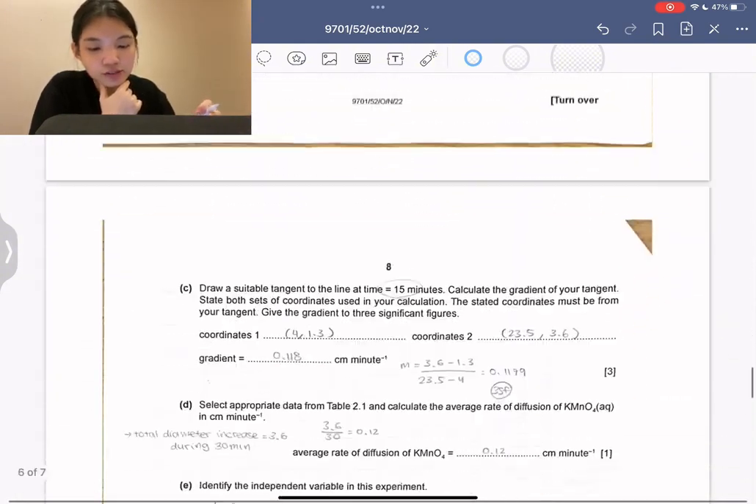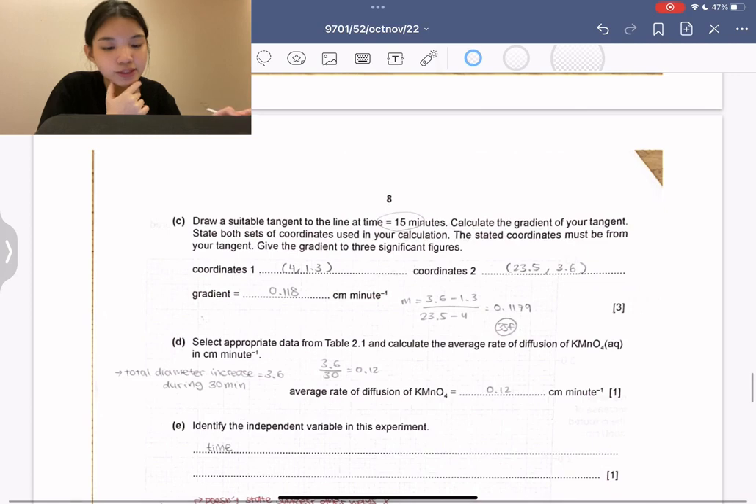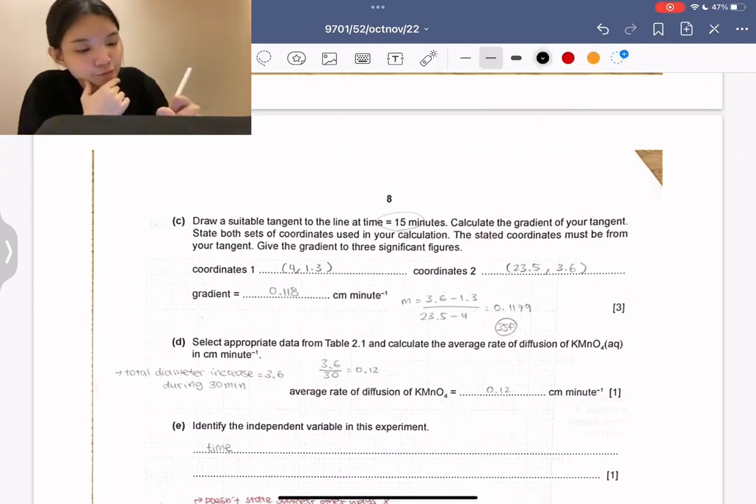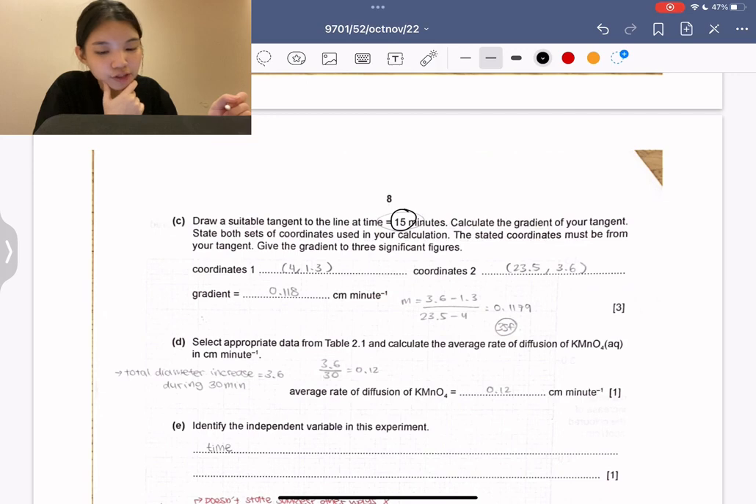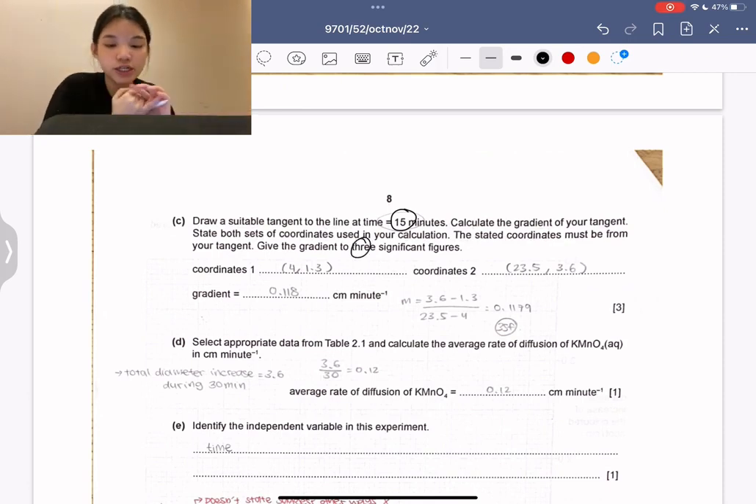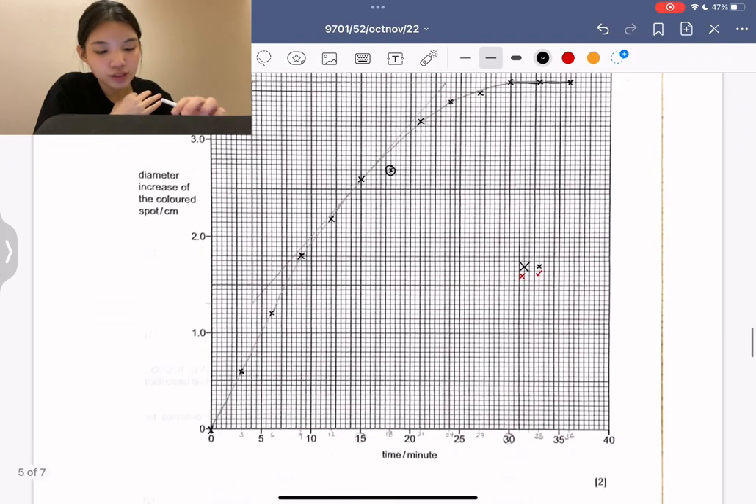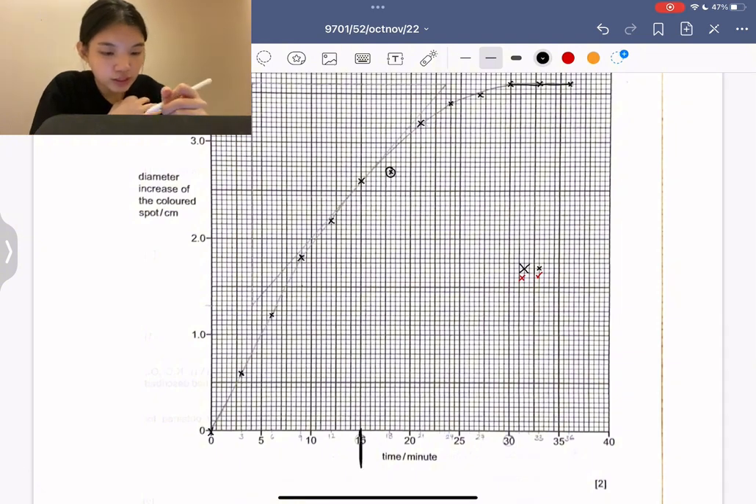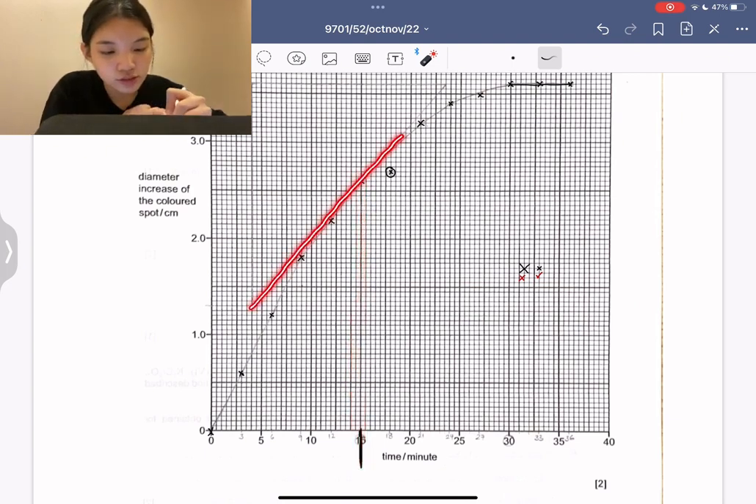Okay, next question. C. Draw a suitable tangent to the line at time 15 minutes. Calculate the gradient of your tangent. State both sets of coordinates used in your calculation. The stated coordinates must be from your tangent. Give the gradient to 3 significant figures. Okay, so I need coordinates and gradient, and to draw a tangent at 15 minutes. So at time 15 minutes, you can draw a line up. At this point, I need to draw a tangent.